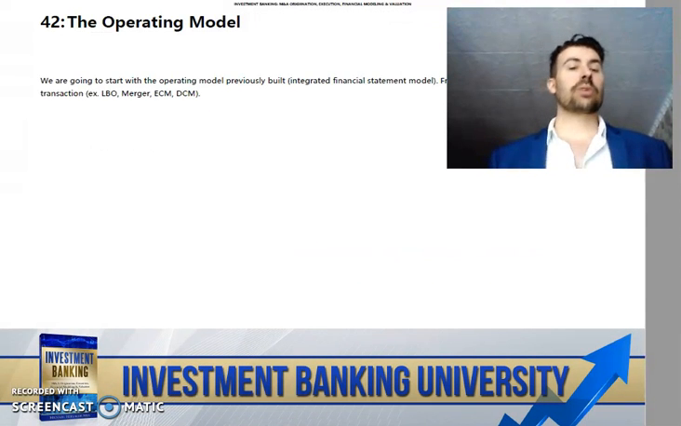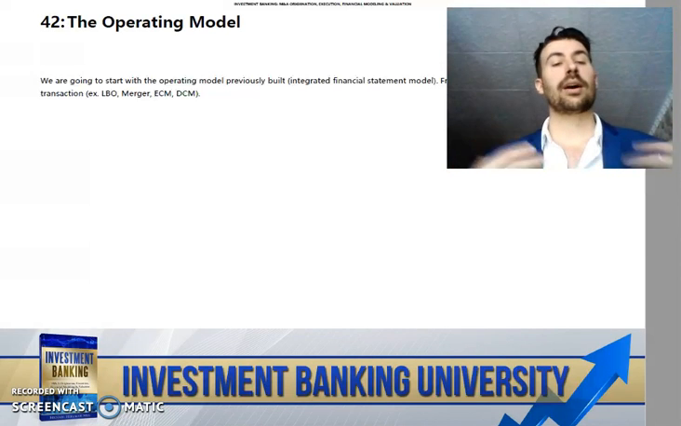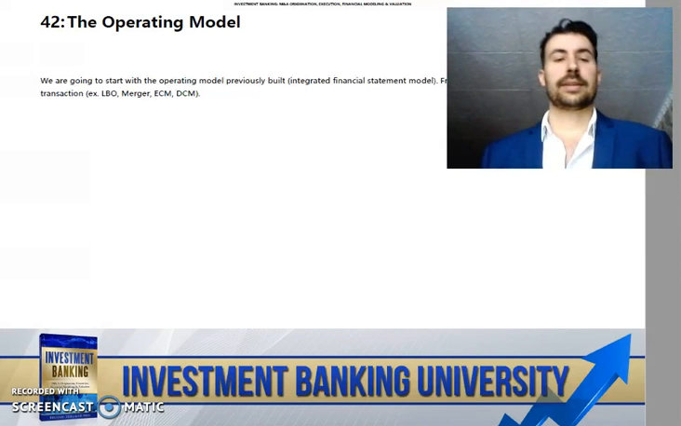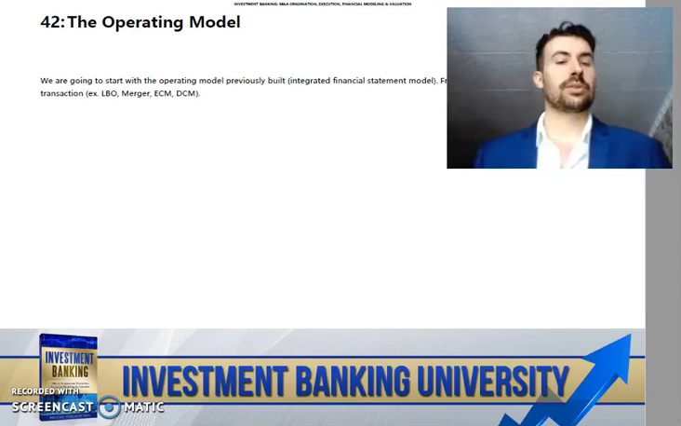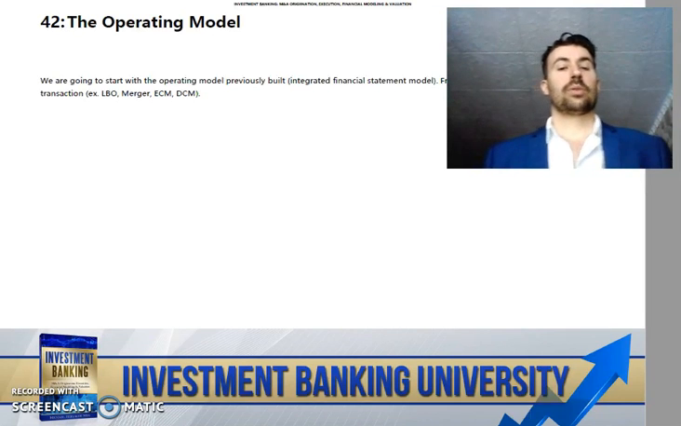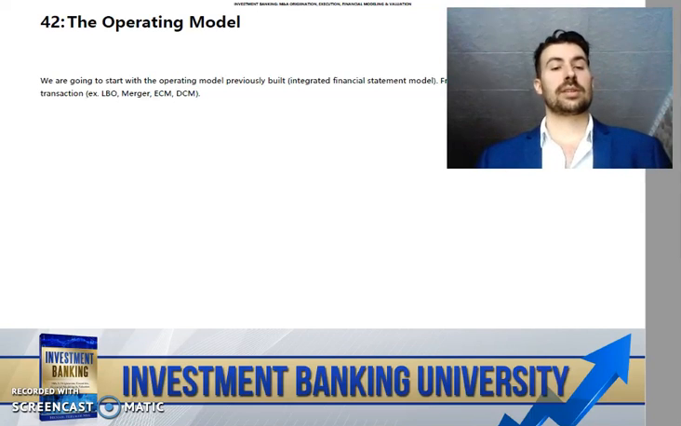And so now we're going to talk about the operating model. We're actually going to talk about the operating model in the context of cases. So we're just going to discuss it at a high level and then get into it later on in the course in the cases. So in terms of the operating model, we're going to start with an operating model previously built with an integrated financial statement model.